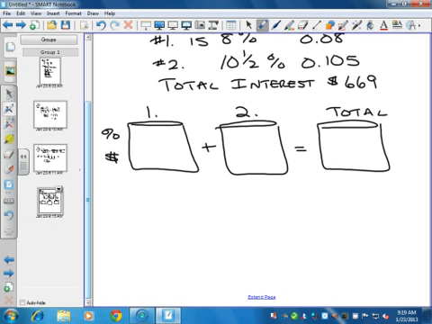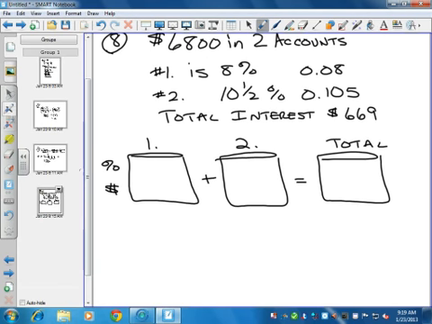Okay, so we're just going to start filling in each one of these. Most of the time, your total will be pre-mixed for you, but it could just as easily have 2 items also. Okay, so our interest rate for the first one is 8%.